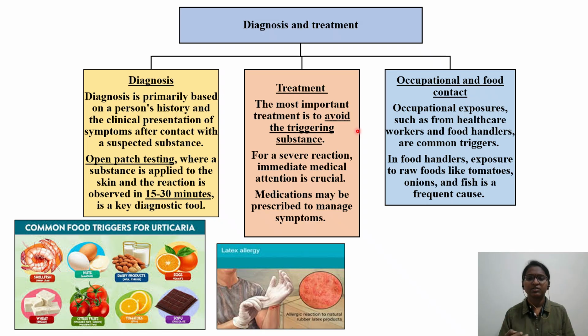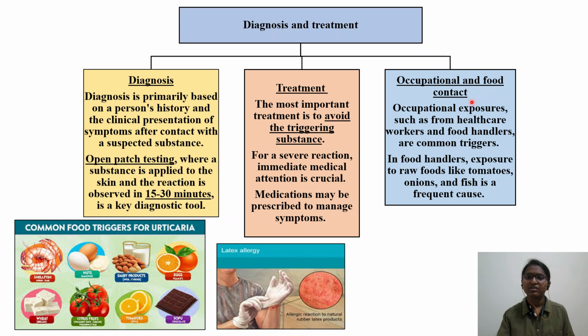Coming to treatment, the best thing, once you know this is the source of allergy and this is the chemical the person was exposed to, is getting away from that exposure. You have to avoid the exposure to the allergen. Avoid the triggering substance; the most important treatment is to avoid the triggering substance. Second, for a severe reaction, immediate medical attention is crucial. Medical support is very important. Medication may be prescribed to manage the symptoms also.